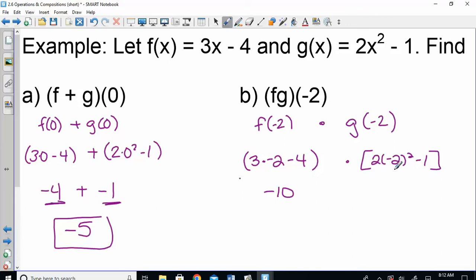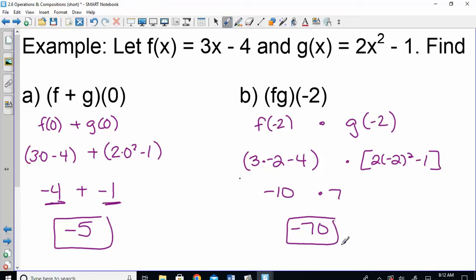negative 2 squared is positive 4, times 2 is 8, minus 1 is 7. So g of negative 2 is positive 7, and our final answer is negative 10 times 7, which is negative 70.